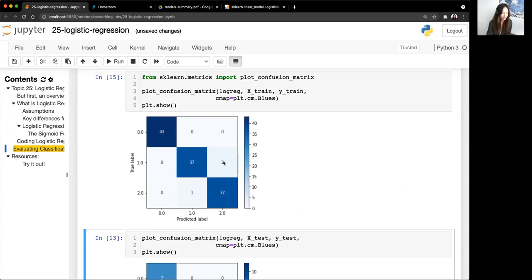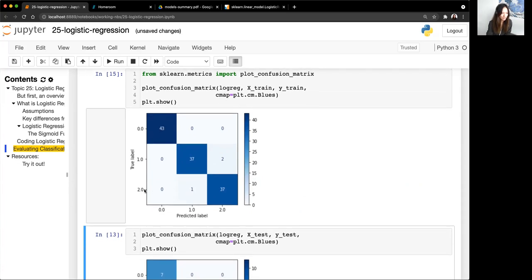The 2 over here is saying that these 2 data points were actually species 1, but were wrongly predicted to be species 2. Same for this one over here. This one over here is saying that this was actually species 2, but was predicted to be species 1 incorrectly. And then this 37 is actually 2 predicted to be 2, so that you're good.